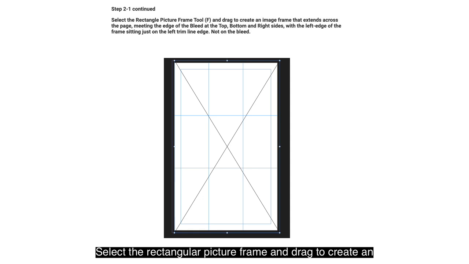Select the rectangular picture frame and drag to create an image frame that extends across the page, meeting the edge of the bleed at the top, bottom, and right sides, with the left side of the frame sitting just on the left trim line edge, not on the bleed.